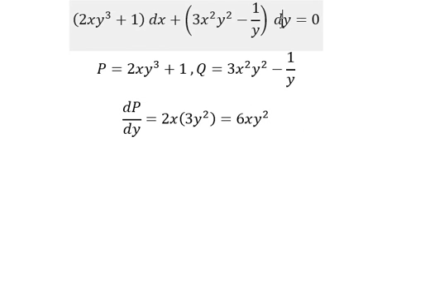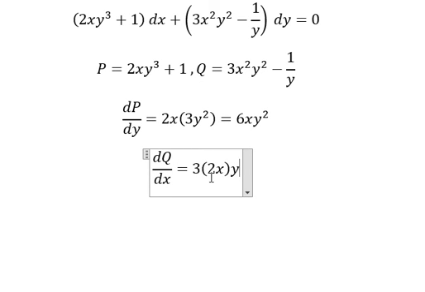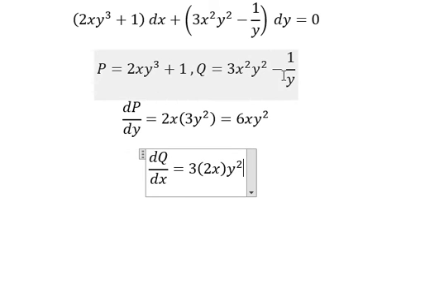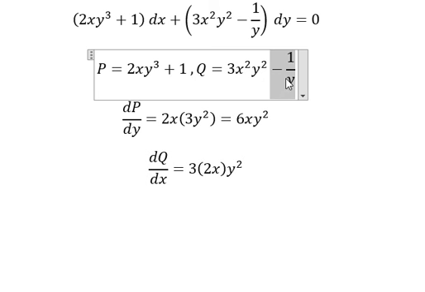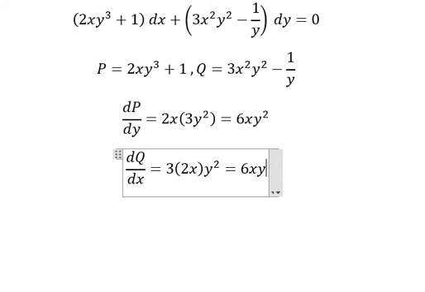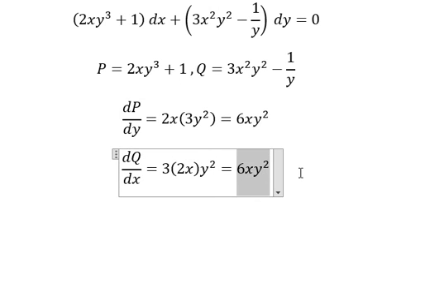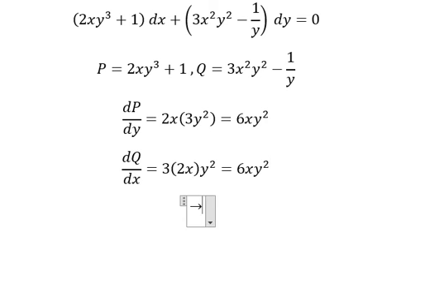Next, this one is about dy, so we first need to take the derivative of Q with respect to s. We just have only this one. This one, we don't have s, so you get 0. Now we have 6sy squared. So we see that this one and this one are the same, so that is exact.